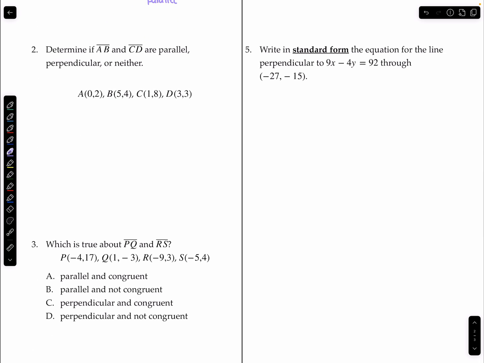Down here we have 4 minus 2 over 5 minus 0. And so this is 2 over 5 for the first set. Then we have 3 minus 8 and then we have 3 minus 1. This is negative 5 over 2. And so we have opposite signs and opposite fractions, which means that together these two lines are perpendicular.